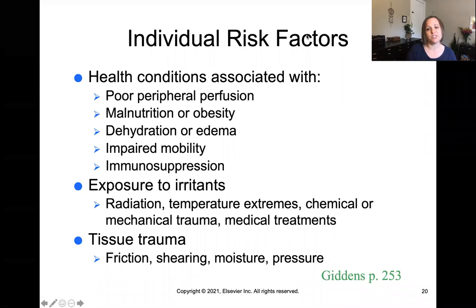Now, in terms of individual risk factors, patients with specific health conditions are going to have problems with skin integrity. People with poor peripheral perfusion, peripheral meaning not central, not in the middle of their body, but at the ends of their body, like their feet and their hands, because again, we need good circulation to have good tissue repair. Patients with malnutrition, because they need the nutrients for good tissue repair. Or patients with obesity, just because pressure causes increased risk for tissue damage.